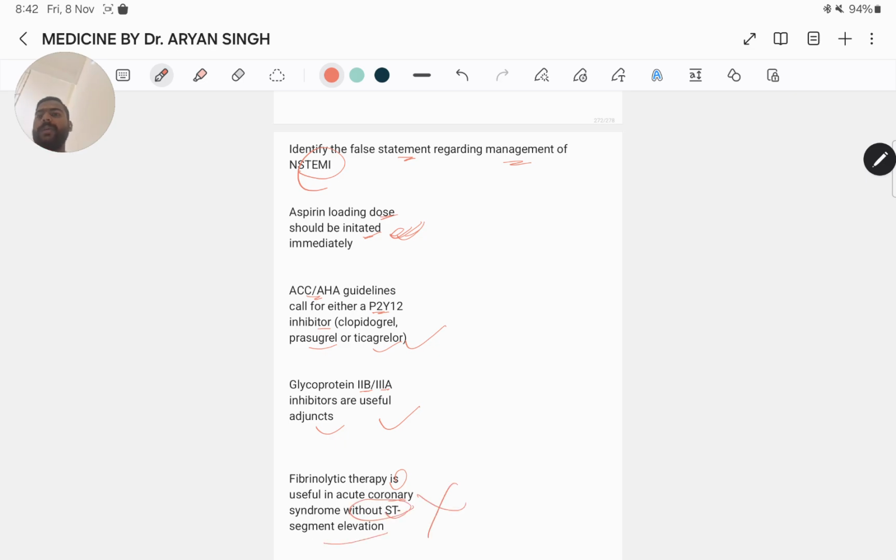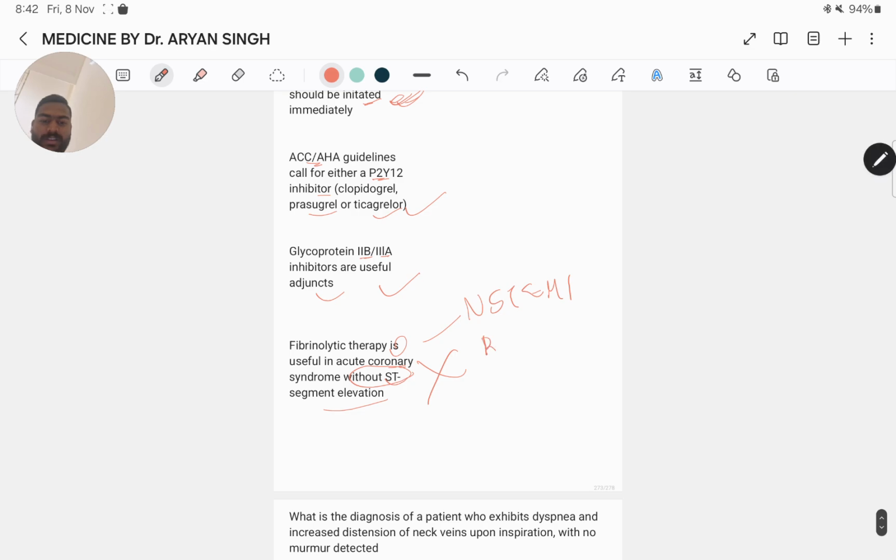This one is wrong, because fibrinolytic therapy is not recommended for NSTEMI. The underlying cause of this condition is not a complete occlusion of a coronary artery by a blood clot. Fibrinolytic therapy is typically reserved for a patient with STEMI, ST segment elevation myocardial infarction, who has evidence of a complete occlusion of a coronary artery.